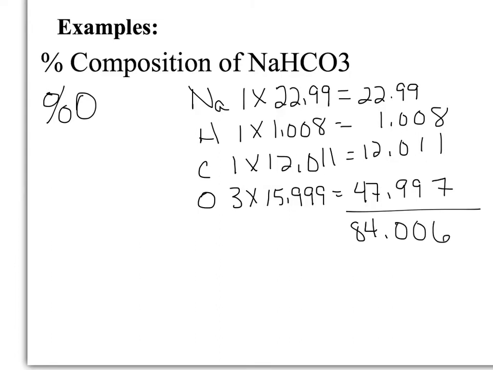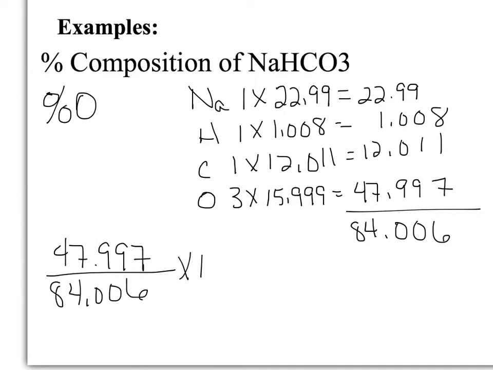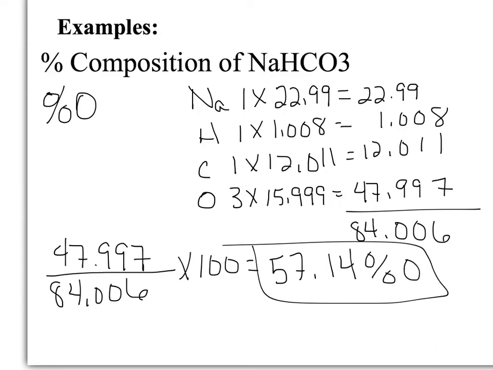That's their total. So if we want the percent of oxygen, we have to do what? Put the mass of oxygen, which is? 47.97. Okay, the mass of oxygen in that compound over the total 84. Times 100. And what do we get? Do it on your calculator. Be sure to label percent oxygen.